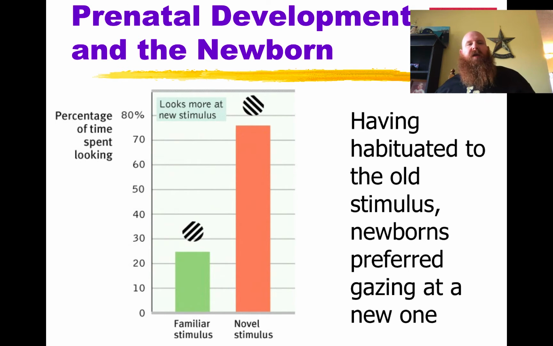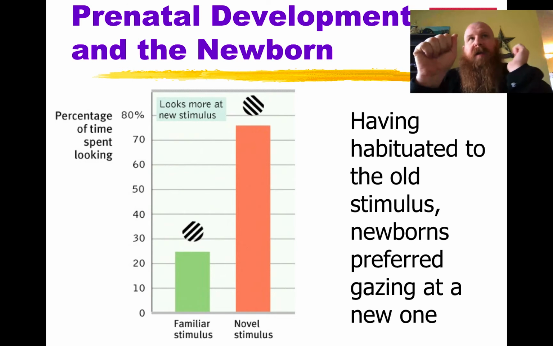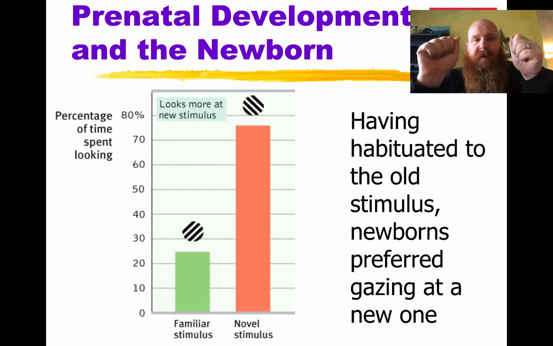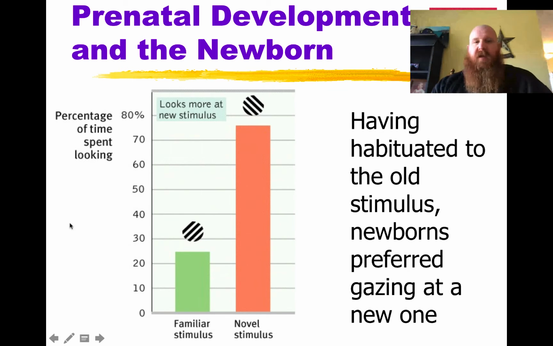So as we continue to talk about habituation, having habituated to the old stimulus, newborns prefer gazing at new ones. So let's say you show a baby those little plastic keys, and they look at it a bunch of times, and then all of a sudden you show them plastic keys and a mobile or a picture. Babies will have a tendency to look at the new stimulus a whole lot more than they'll look at the familiar one.